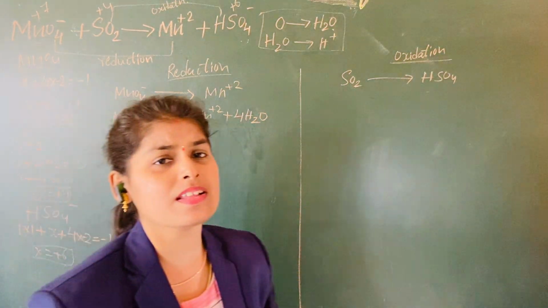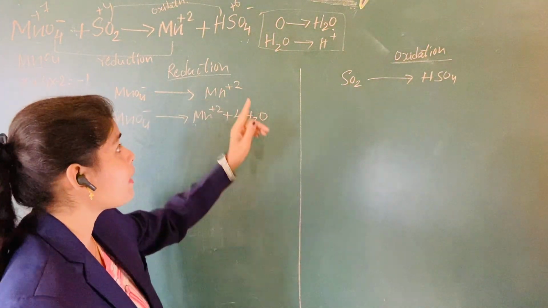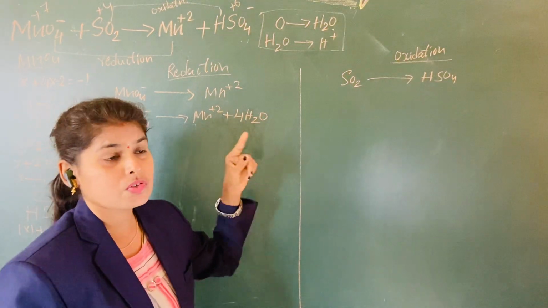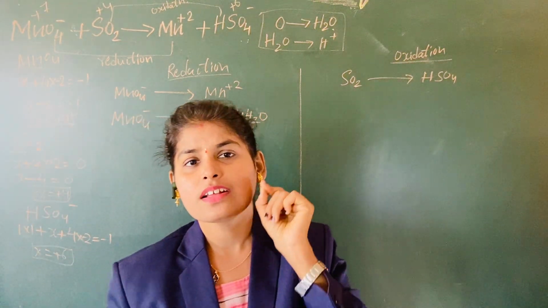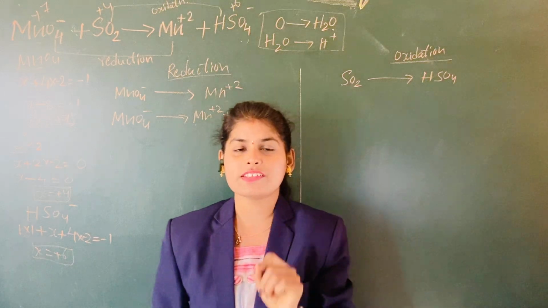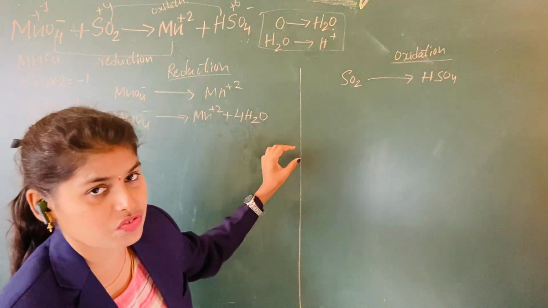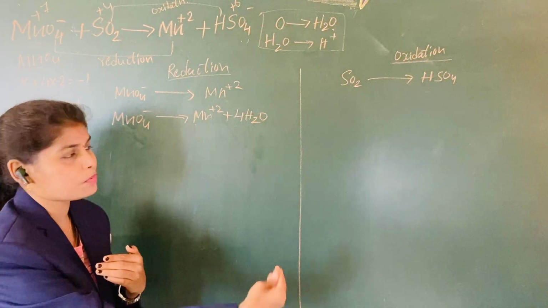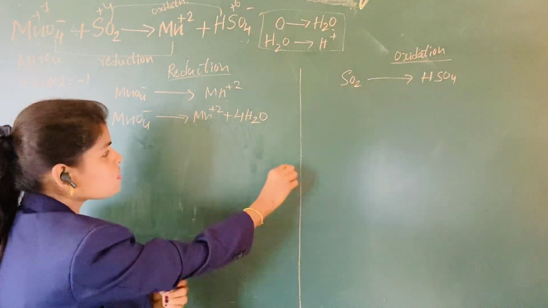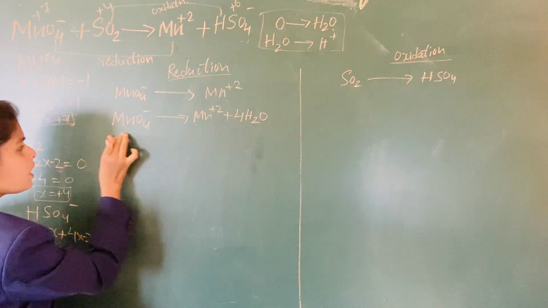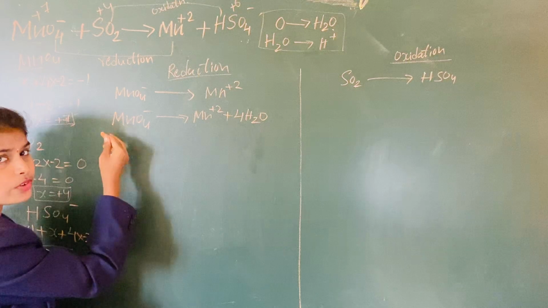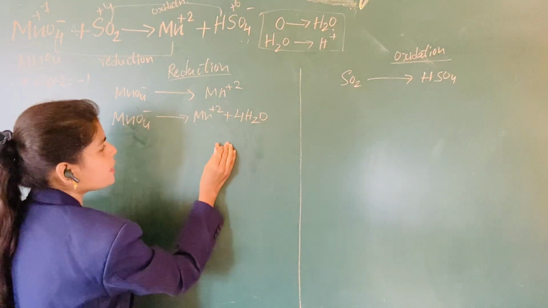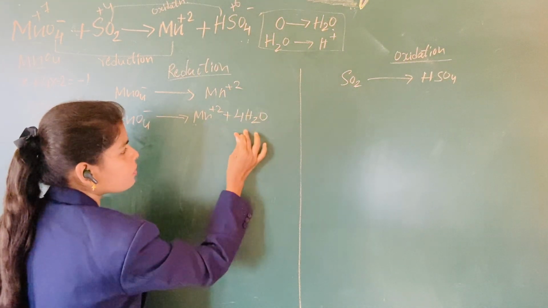After we balance the oxygen, next we have to balance the hydrogen. Here is a small logic and trick that you need to understand, my dear students. When we go for the next step to balance the hydrogens, look at the reactant side: we don't have any water and we don't have any hydrogens. But on the product side, we have 4 water molecules.